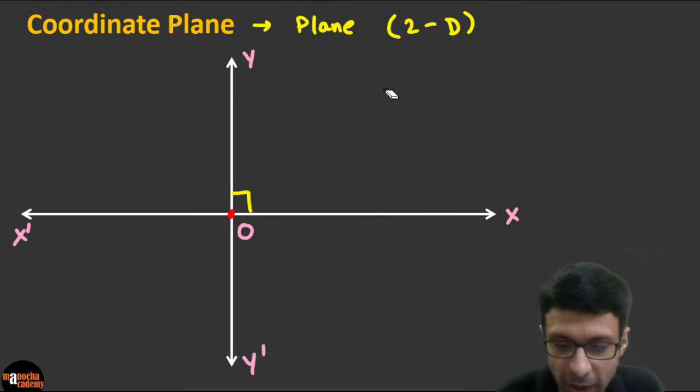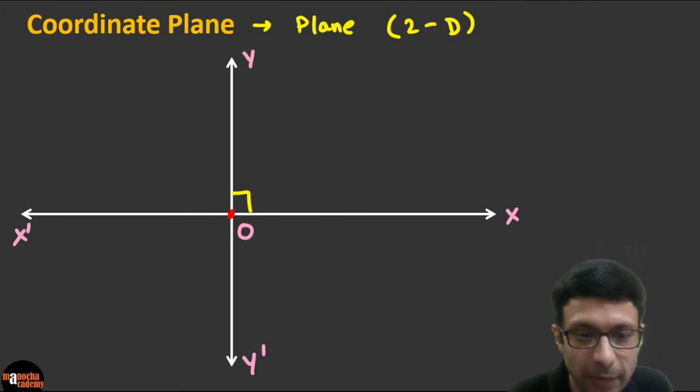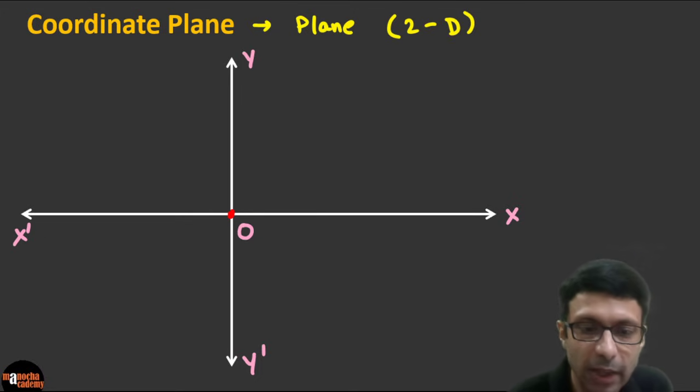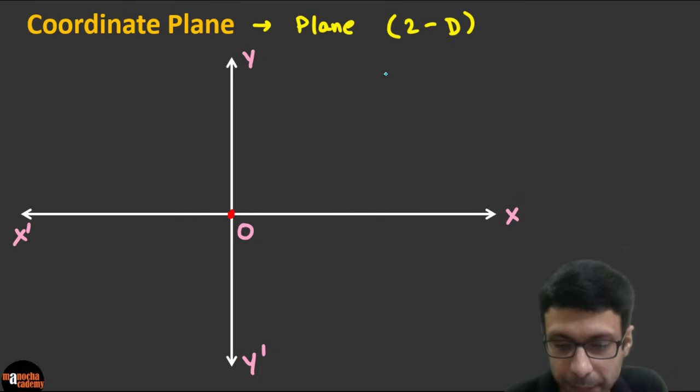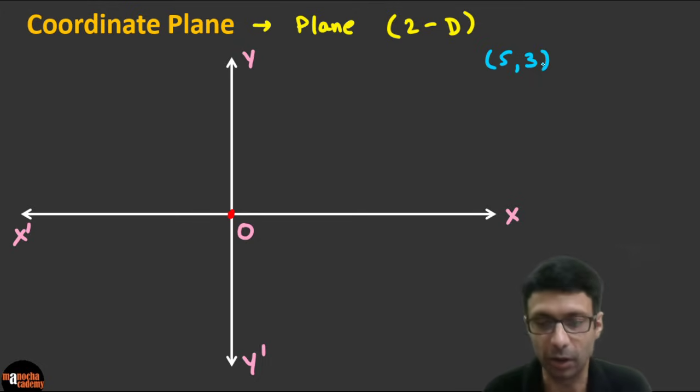Now let's say we want to plot some point, let's say (5, 3). So let's say we want to plot a point here. I'm just going to erase this perpendicular also, since you have understood that. So let's say we are interested in plotting the point (5, 3), right? So where's that going to be? Let's take a look.